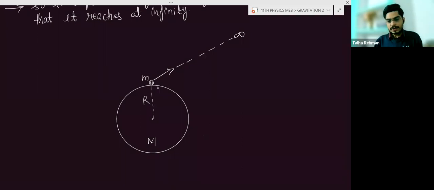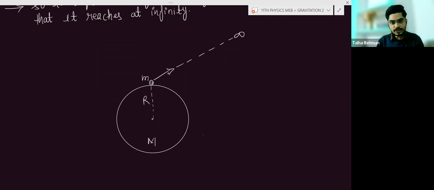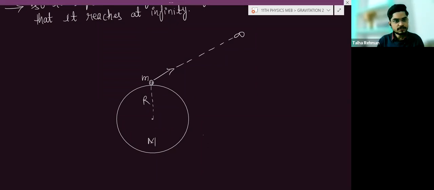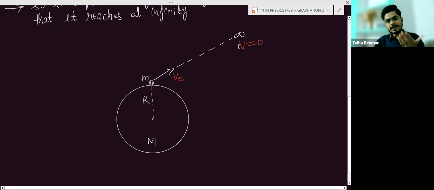Suppose this is the mass m, and I have thrown it with the escape velocity. If I throw the mass m with the escape velocity, it will reach infinity, and here suppose the velocity of this body becomes zero. Maybe the velocity of the body will not be zero, it may cross that, but I am assuming that the velocity is zero at infinity. At infinity, the Earth's gravitational field is zero.